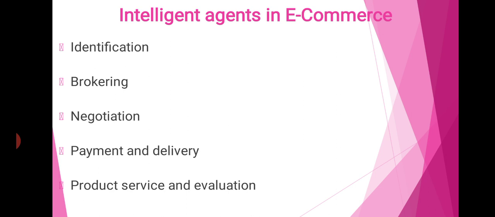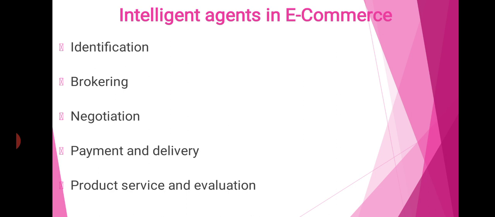Okay, the next, third one, that is negotiation. This is the important stage as far as an intelligent agent is considered. In this stage, the price and other terms of the transaction are settled between merchant and buyer.